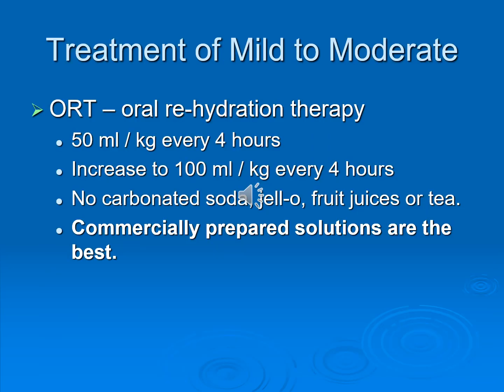For mild to moderate dehydration, the first line is going to be oral rehydration therapy. So you start out with 50 mils per kilogram every 4 hours, and then you want to increase that to 100 mils per kilogram every 4 hours. You don't want any carbonated soda, jello, fruit juices, or tea. You want to focus on commercially prepared solutions. Those are the best. Those are going to have the components that the child needs as far as fluid and electrolytes.